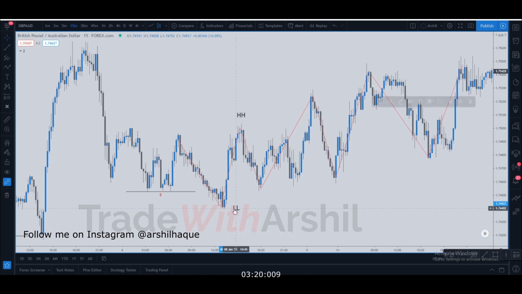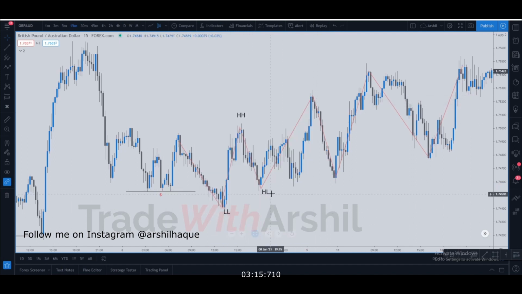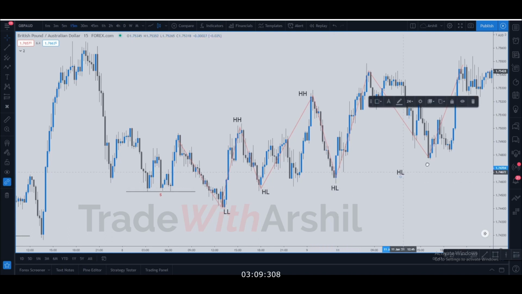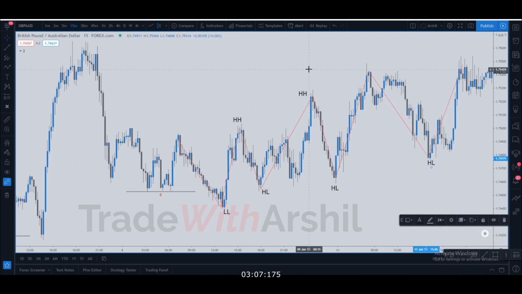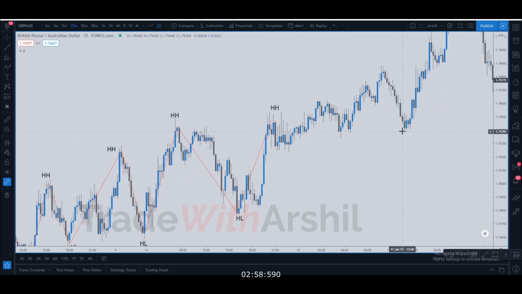A higher high, and then we have a higher low, right? Higher low, and it goes like that. Just keeps going like that, right? Over here and over here, and then again another higher high. Now we're expecting a higher low. It does form another higher high until over here, and then forms a higher low again.